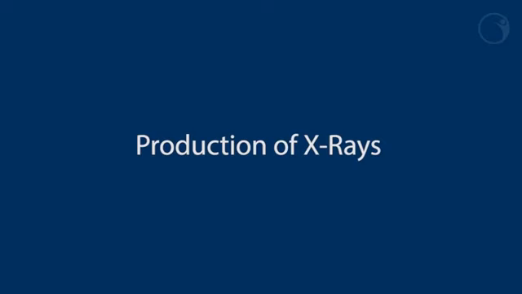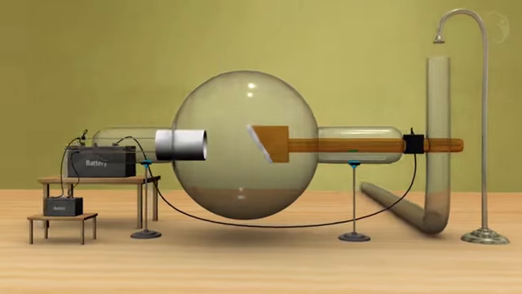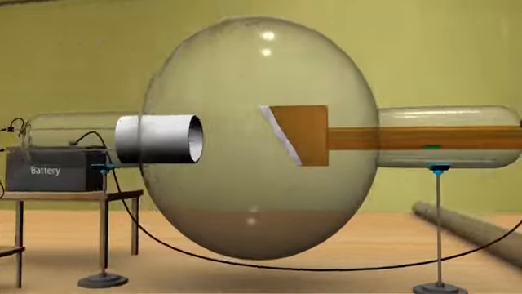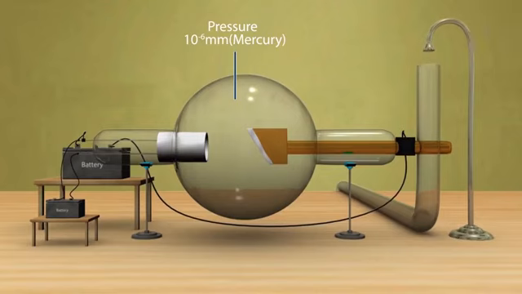Production of X-rays. The lab setup shown here was designed by Coolidge, and hence it is called Coolidge tube. It contains a highly evacuated glass bulb containing a cathode, which is a tungsten filament, and anode, which is a target made up of metal of high atomic weight. The pressure inside the bulb is maintained at 10 to the power of -6 millimeters mercury.